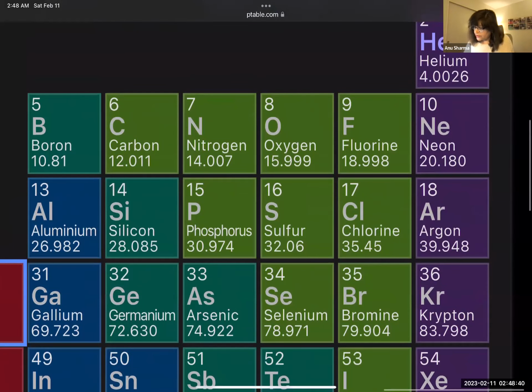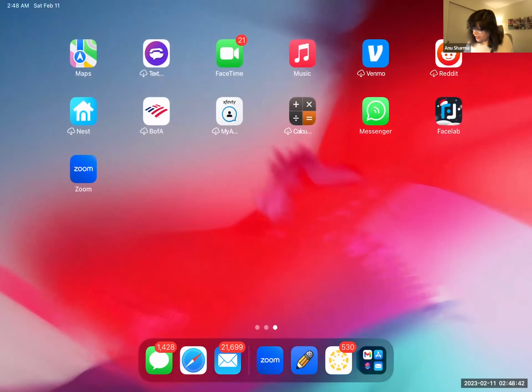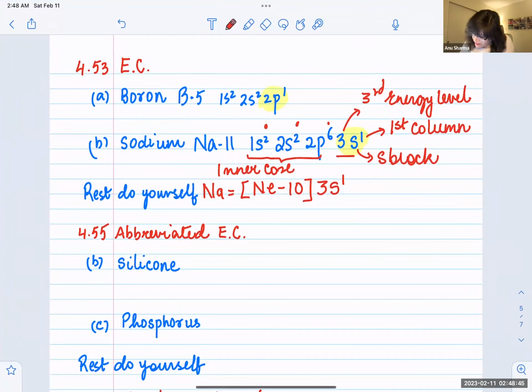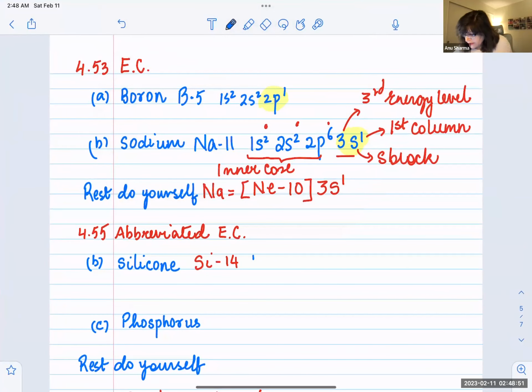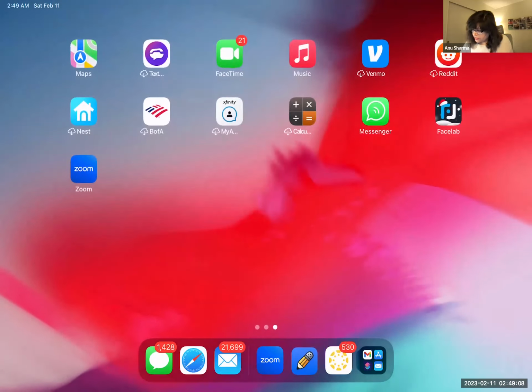Okay, so let's look at this. Silicon 14. Okay, silicon Si, and that's 14. So we need to write the abbreviated. So first, always, I like to write it like this: 1s2, 2s2, 2p6, 3s2, 3p2.